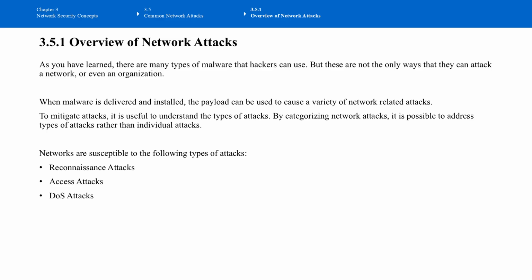Reconnaissance attacks. The attacker gathers information about the target before launching an attack. These can include discovering devices, IP addresses, services, and vulnerabilities. Another one is the access attack. The attacker attempts to gain unauthorized access to systems, accounts, or data. The last one in the list is the denial of service attacks. The attacker attempts to slow down, disrupt, or completely stop a network or service so legitimate users cannot access it.